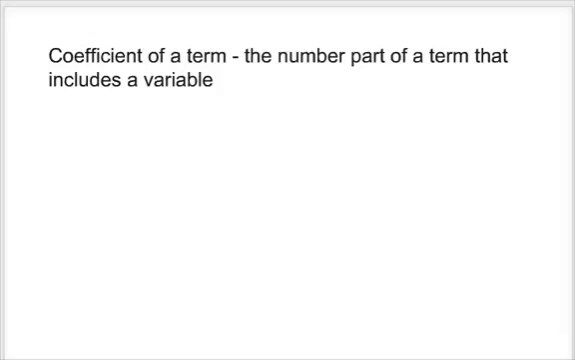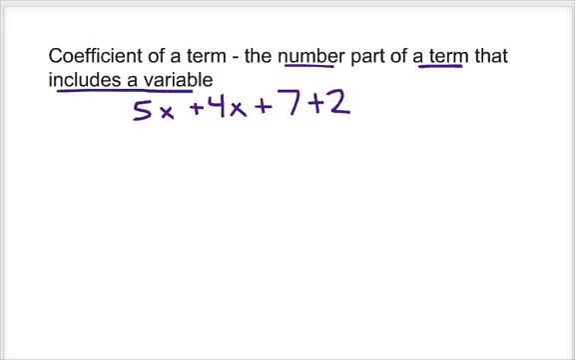So let's look back at that previous equation we had. We had 5x plus 4x plus 7 plus 2. And I want the number part of all the terms that include a variable. So which terms here include a variable? There's only 2 terms that actually have a variable, that have that x in this case. And it's the number part of those terms. So what are the number parts of these 2 terms? Well, I have a 5 and a 4. So the coefficients are 5 and 4. Okay? 7 and 2 would not be coefficients because there's not a variable in those terms.